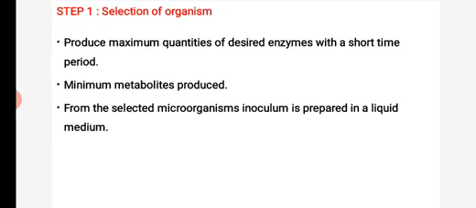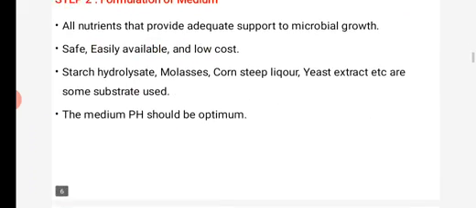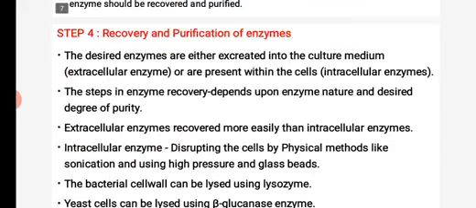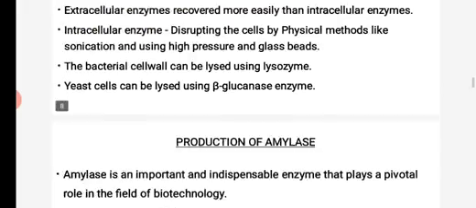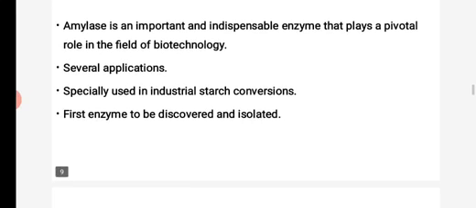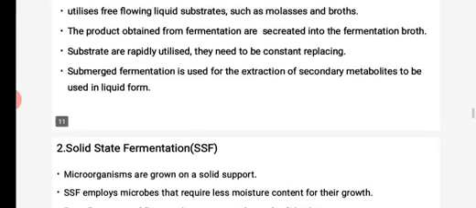The steps involved in the production of enzyme: first step is the selection of organism, second step is the formulation of medium, the third step is the production process, and the fourth step is the recovery and purification of enzymes. I already discussed the production of amylase by two techniques known as submerged fermentation and solid state fermentation.